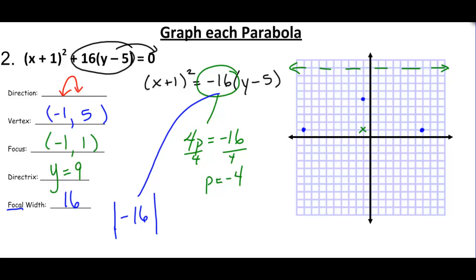And now that I have those 3 points, again, we're going to connect through the dots I have, not any of the x's. So I'm going to graph my parabola as best I can to go through those points. And there you go.